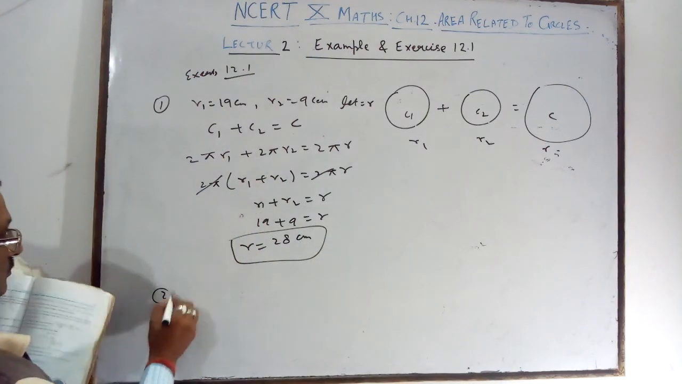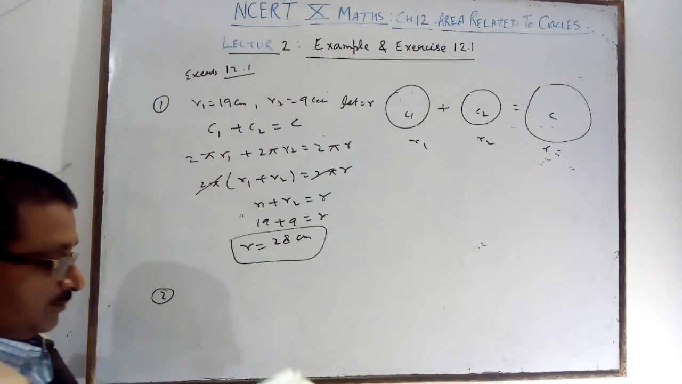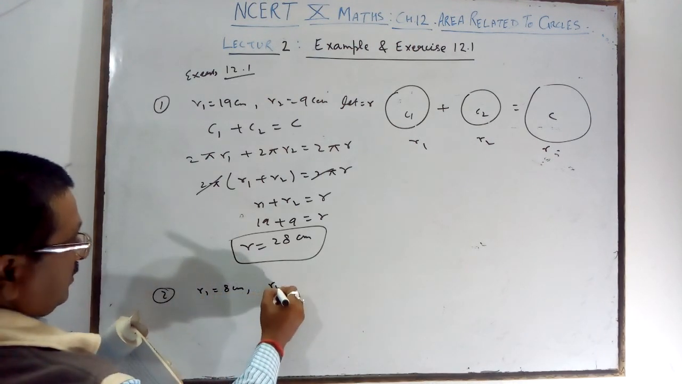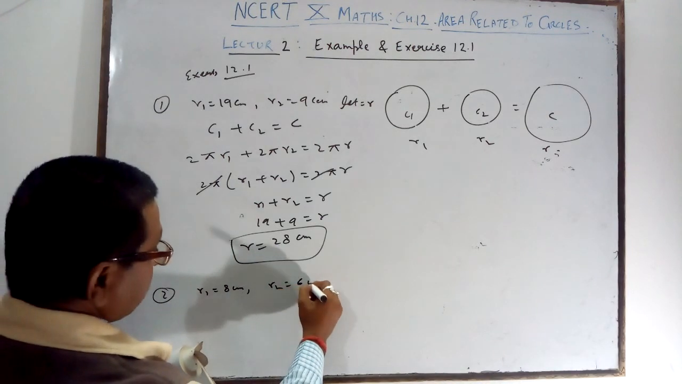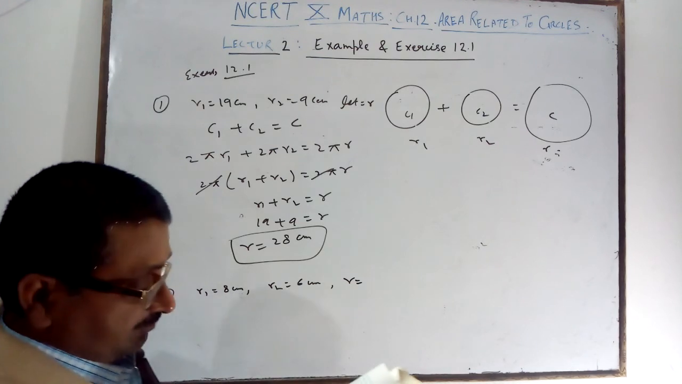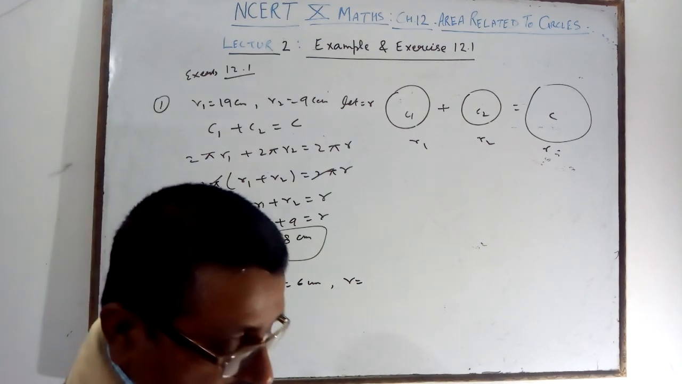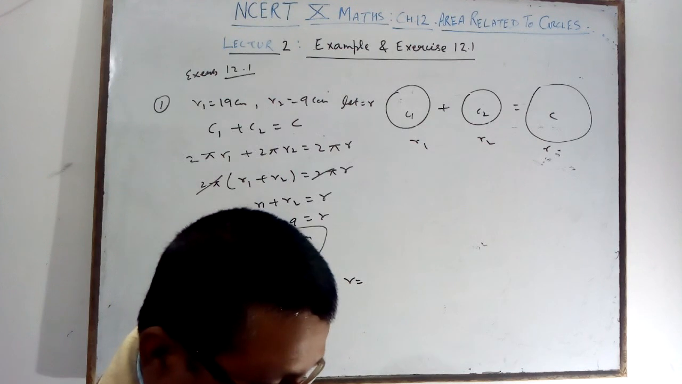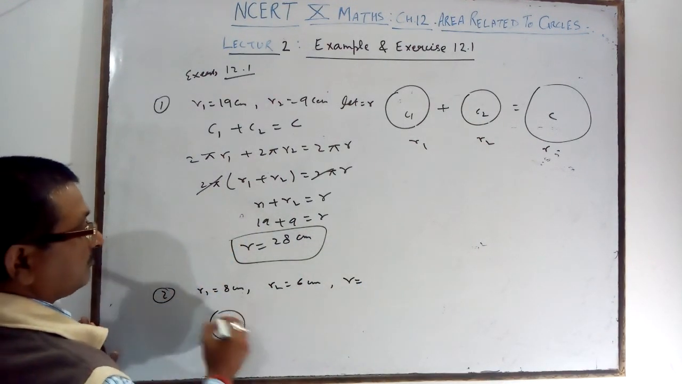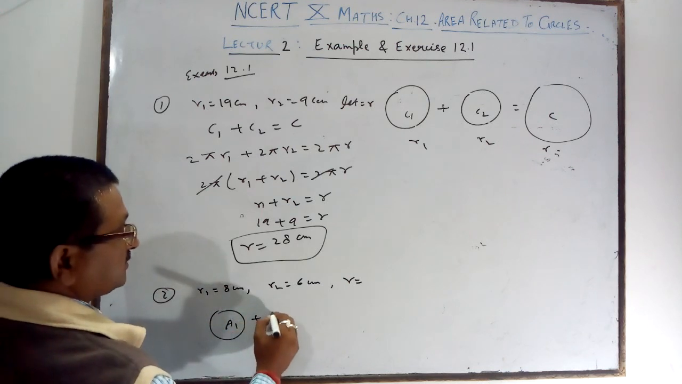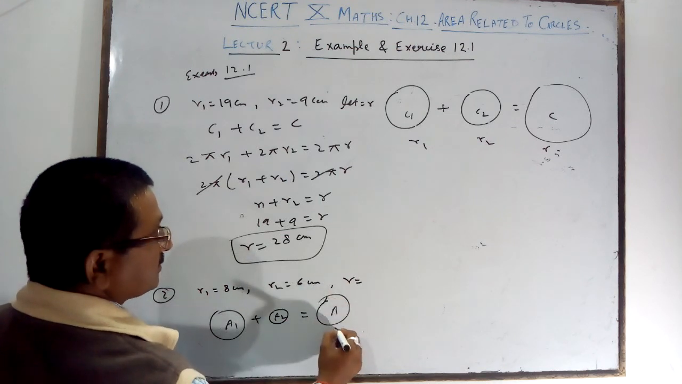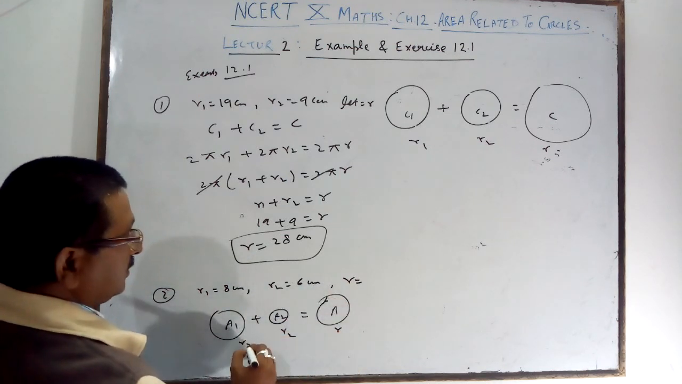Question number 2. The radii of two circles are given. R1 is 8 centimeter, R2 is 6 centimeter. Find the radius of the circle having an area equal to the sum of the areas of the other two. Here A1 plus A2 is equal to A, with radii R1, R2 and R.